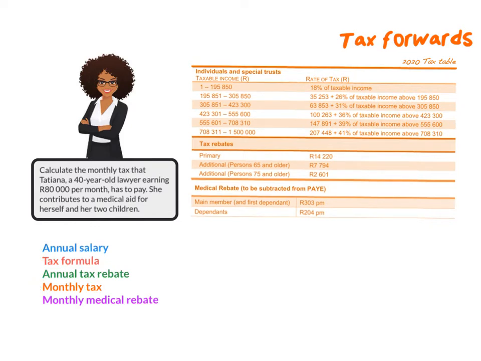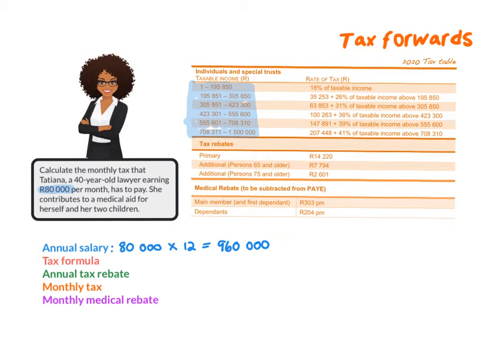Firstly, her monthly salary was given as 80,000 Rand, and because we know that in the tax table the annual salaries are given on the left-hand side, we need to find out what her annual salary is. So we start by saying 80,000 multiplied by 12 months. And this will always be 12 months unless they tell you that she earns a bonus or a 13th cheque. And that gives me 960,000.